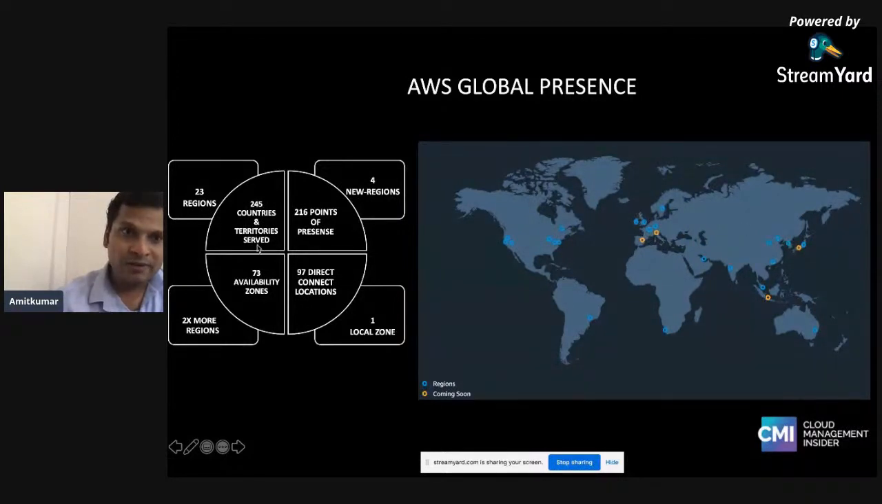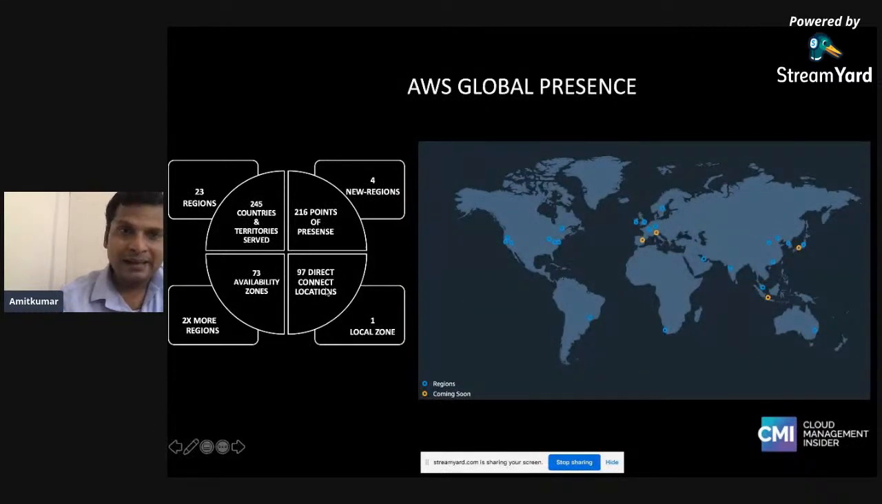This is the global spread of the AWS global infrastructure. They cover 245 countries and territories in total, and they have 73 availability zones. For Direct Connect, they have 97 locations. Direct Connect is a way to connect an enterprise network directly with the AWS network. Enterprises, typically in the BFSI sector like banking, insurance, and healthcare, prefer connecting to the public cloud provider directly through a private network rather than having that traffic go through the internet. It is for compliance and security reasons.